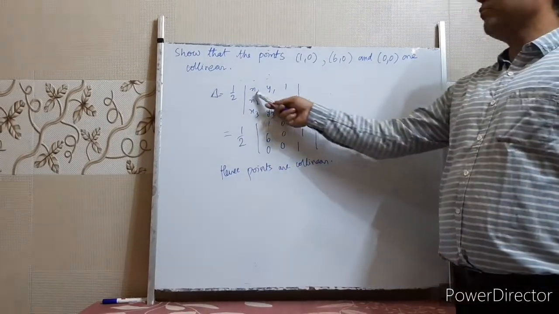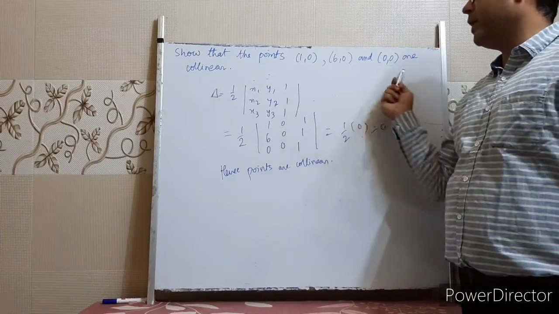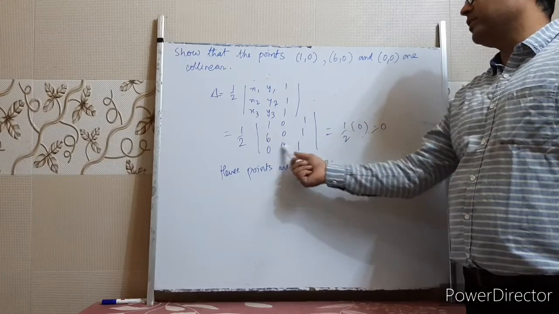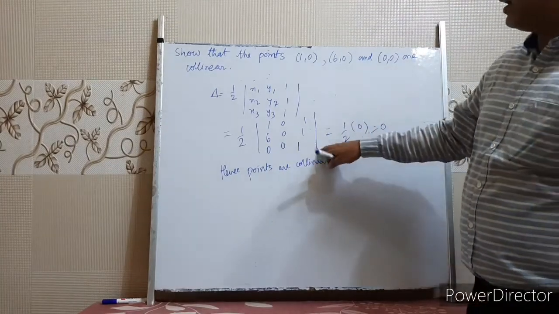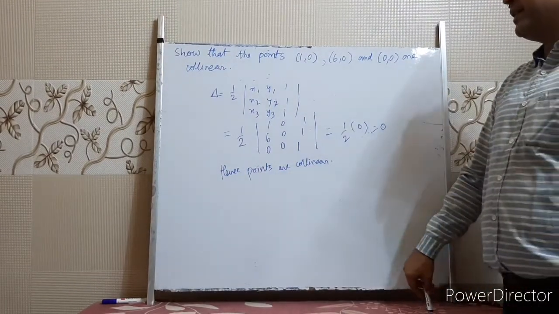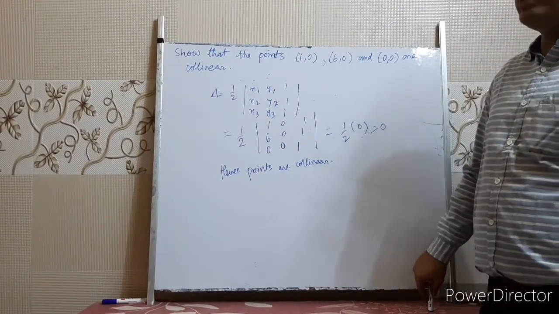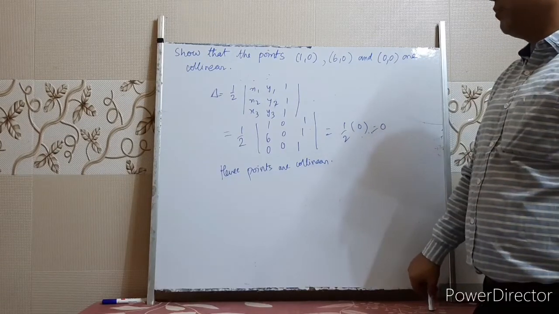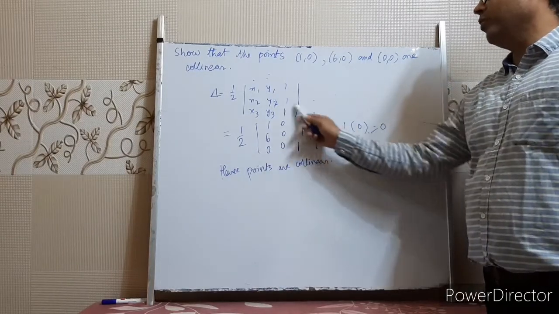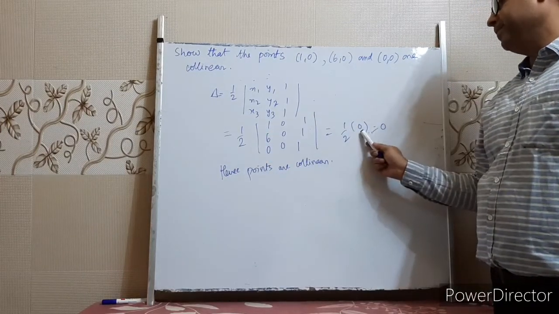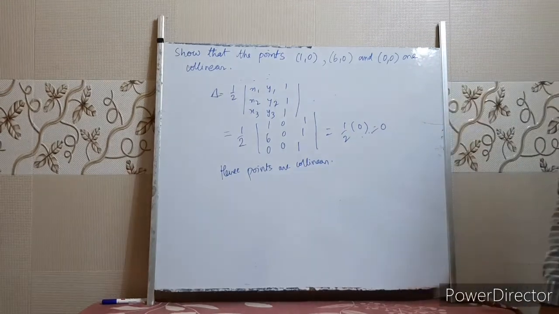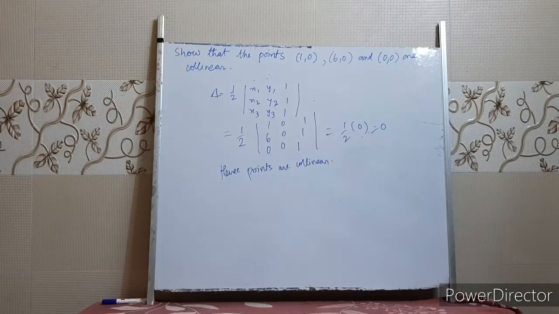When we substitute the values of x1 y1, x2 y2 and x3 y3 from here, what will we get? We'll get a determinant in which the first row is this, second row is this, third row is this. Now you can see in this determinant that the second column elements are all 0. And the first property states that if all the elements of any row or any column are 0, then the value of the determinant will be 0. So we can directly put the value of the determinant as 0 without expanding. 1 by 2 into 0 will be 0, hence the points are collinear, proved. Right, children?